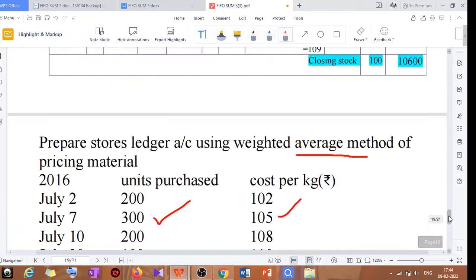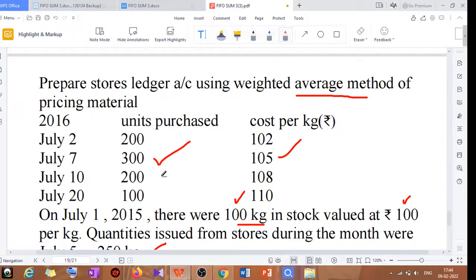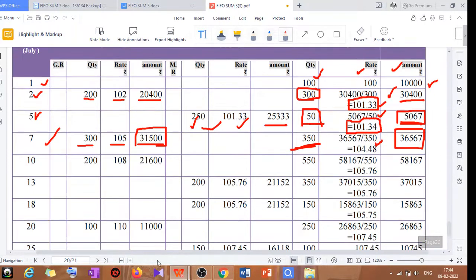After 7, we have on 10th, again there is a purchase of 200 units. Rate is 108. So on 10th, mention under receipt column 200. Rate is 108. It will be 21,600. Now what about the balance? 350 plus 200 will be 550.